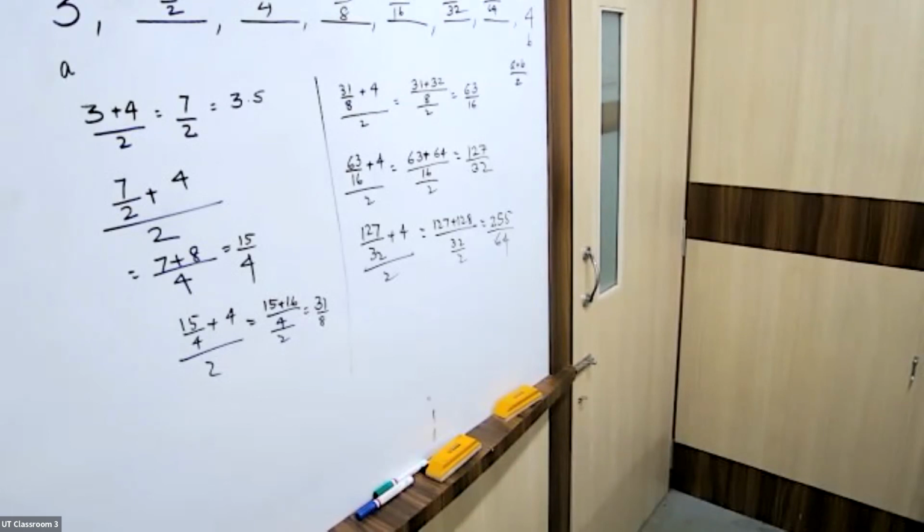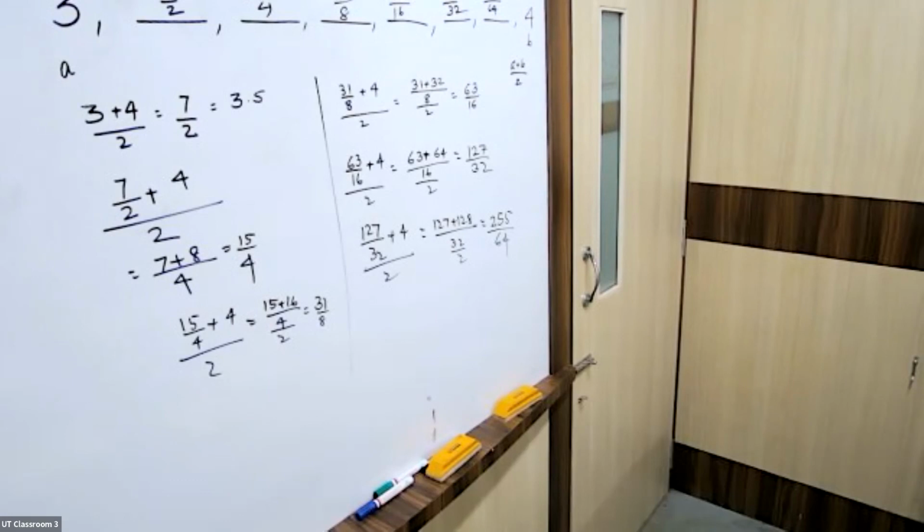How will you show 2 plus root 3 on the number line? 2 plus root 3. Shall I give you any idea? You know how to make root 3? Root 2 and root 3, right? It's an irrational. Watch this.